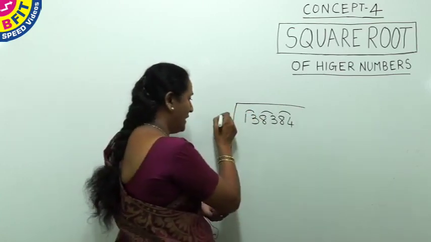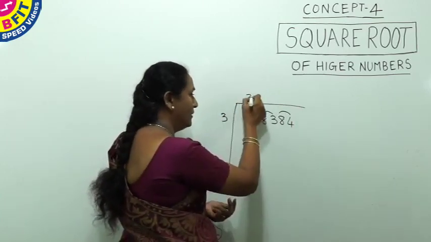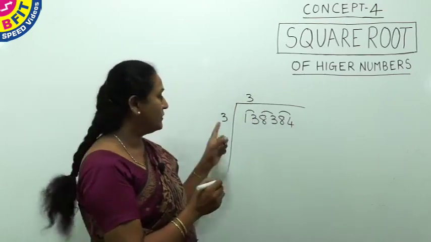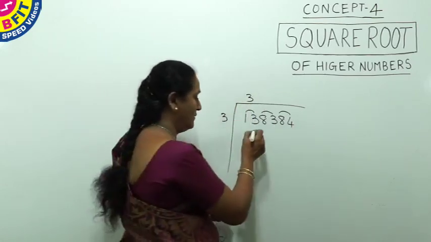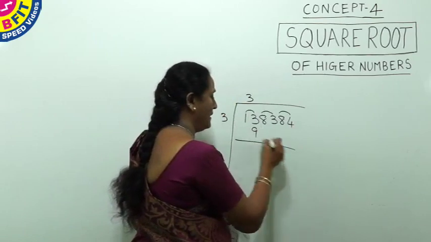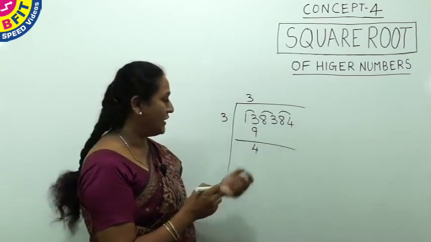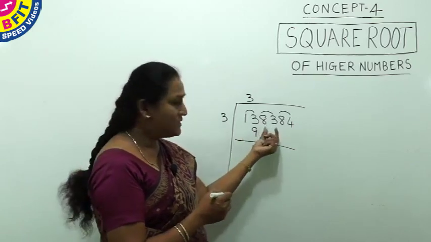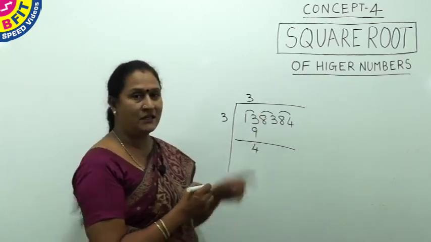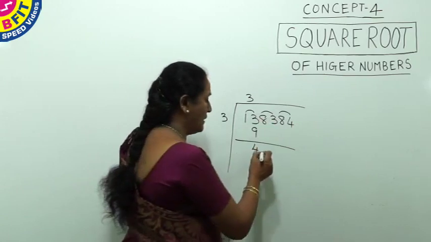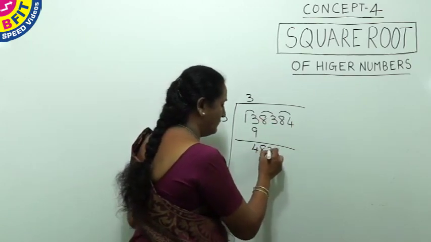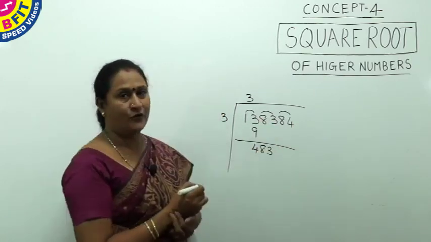Whatever we write here should be written on the quotient place also. So 3 into 3 is 9, and subtract. So it is 4. For the next working, bring this pair down. Don't bring a single digit; bring this pair down. That is 83. Now we have the number 483.